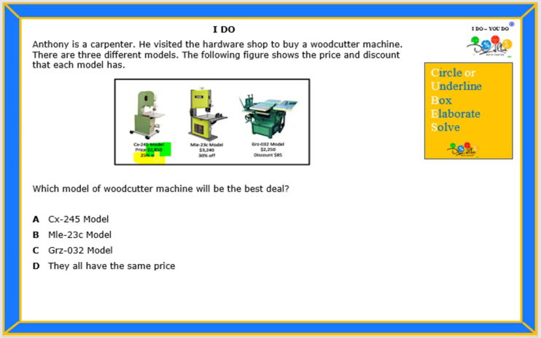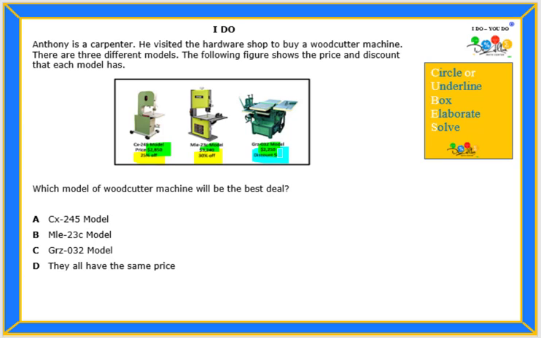Our second model is the MLE23C, and it has a price of $3,240, and it has a discount of 30% off. And our last model is the GRZ32, and it has a price of $2,250 with a discount of $85. So I'm going to put that in a different color because it's not a percentage, it's actually the dollar amount.